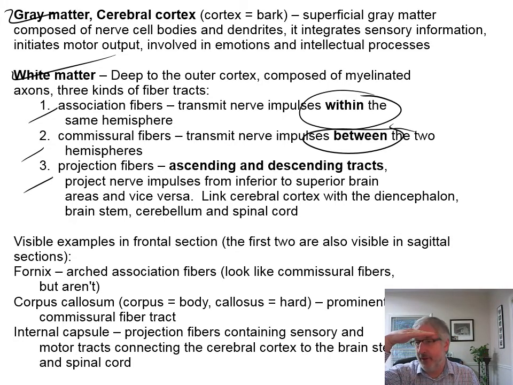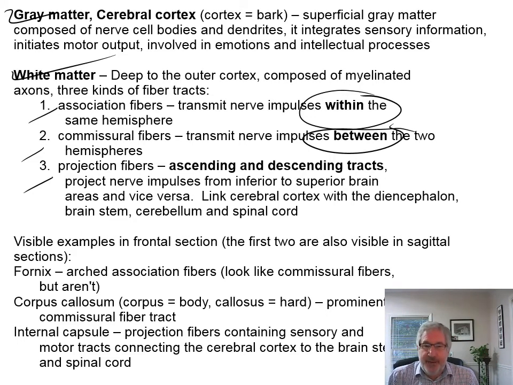The corpus callosum is a large tract of commissural fibers. You have the two halves of the brain, and the corpus callosum actually holds together the two halves of the brain. Projection fibers are ascending and descending tracts, so those go up and down. They go from the body all the way up to the brain, then back down out of the brain. They project nerve impulses from inferior to superior brain areas and from superior to inferior brain areas. They also link the cerebral cortex with the diencephalon, brainstem, cerebellum, and spinal cord.